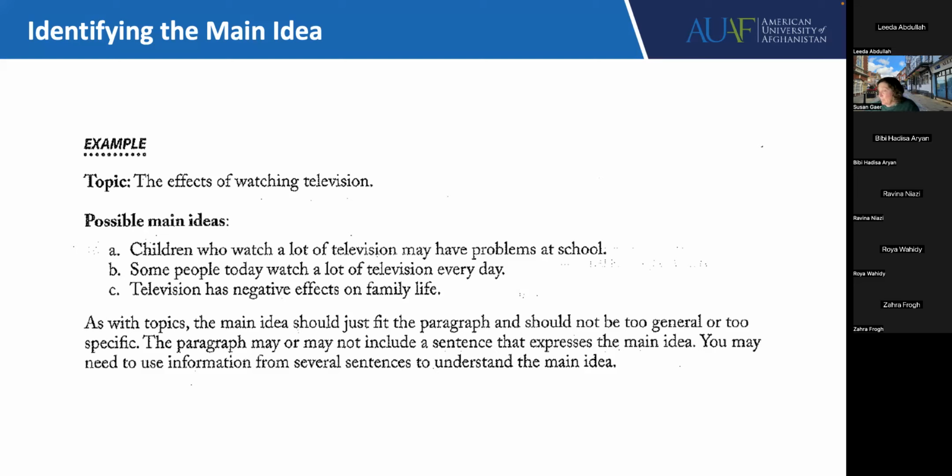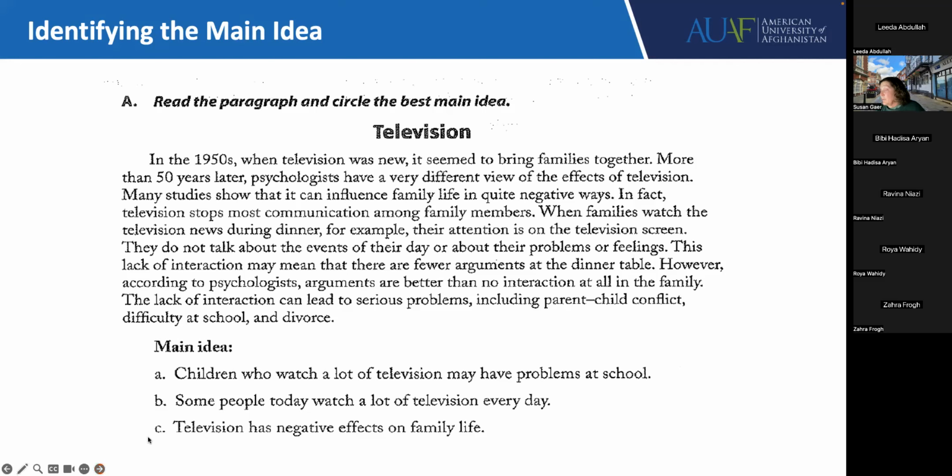As with topics, the main idea should fit the paragraph and should not be too general or too specific. The paragraph may or may not include a sentence that expresses the main idea. You may need to use information from several sentences to understand the main idea. But all three of these, A, B, and C, are all possible main ideas for a topic of the effects of watching TV, right? So it depends on how the writer puts these ideas together that you figure out what the real main idea is.